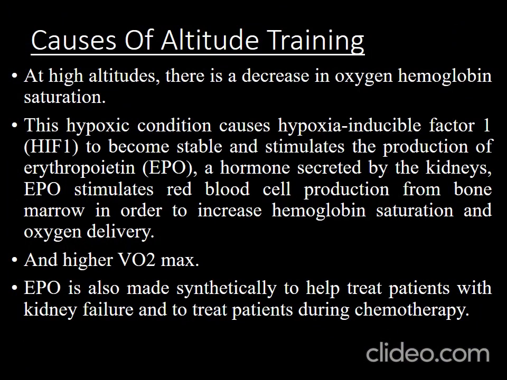At high altitude training, there is a decrease in oxygen and hemoglobin saturation. This hypoxic condition causes hypoxia-inducible factor 1, that is HIF-1, to become stable and stimulates the production of erythropoietin, EPO, a hormone secreted by the kidneys. EPO stimulates red blood cell production from bone marrow in order to increase the hemoglobin saturation and oxygen delivery. At the same time, it also increases the VO2 max.